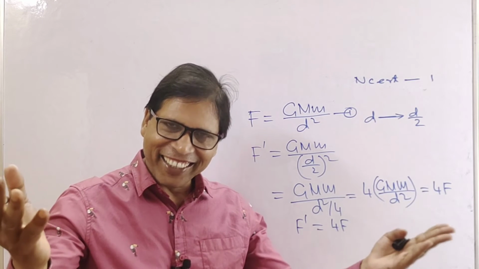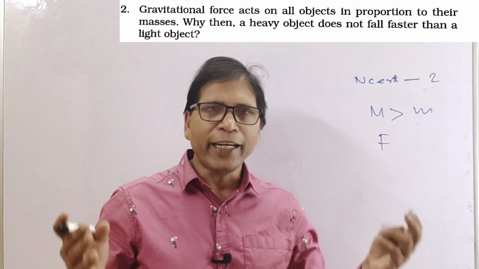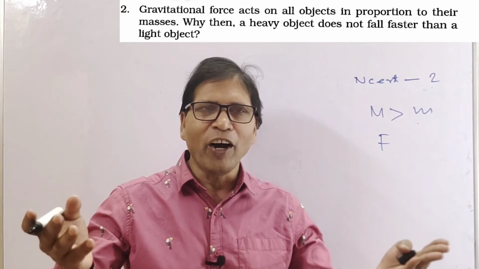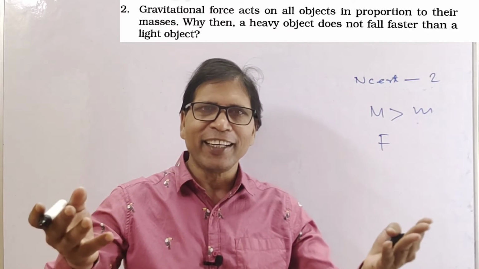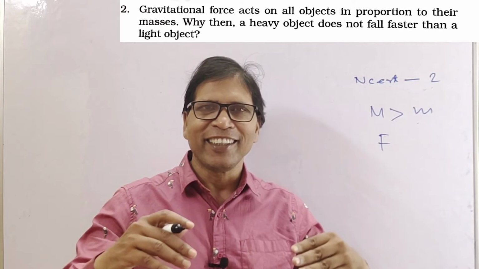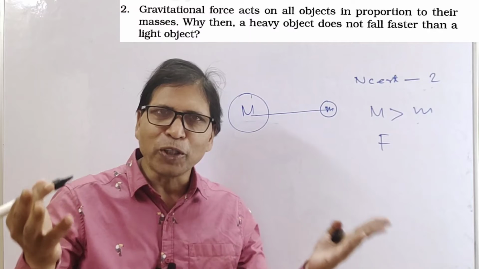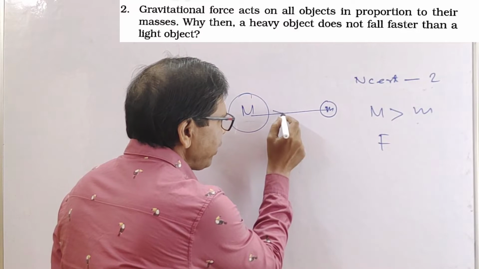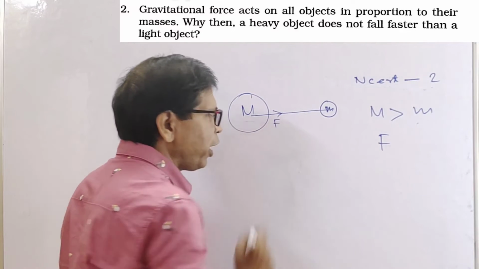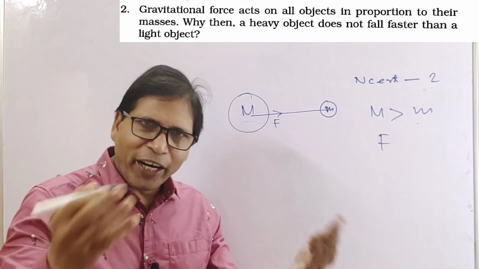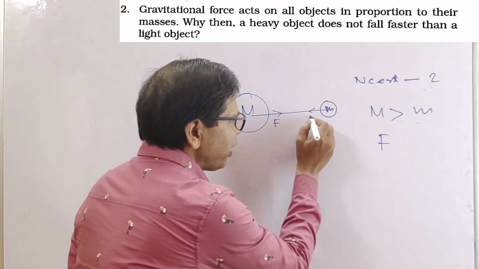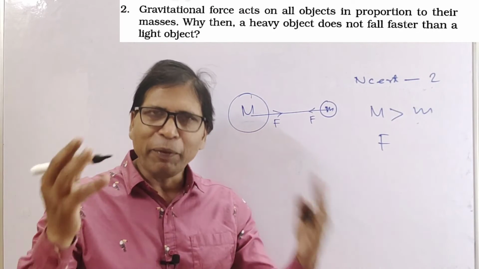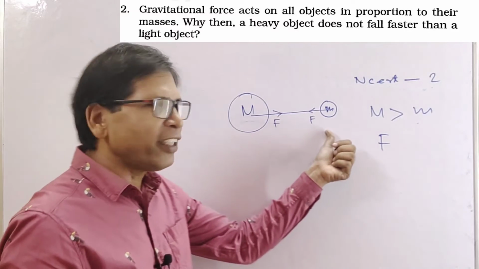Next, we know that gravitational force is directly proportional to their masses. So why do heavy masses not fall faster than light masses? Now the gravitational force of attraction is a mutual force of attraction. The heavy mass is attracted by the small mass by the force F, and the small mass is also attracted by the heavy mass by the same force F. So this is the mutual force of attraction.